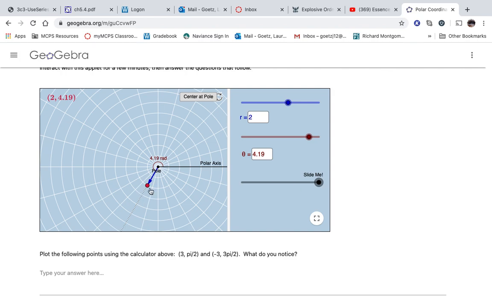But, so look at where that point is. What happens if I change the radius to -2? Right, that's not the same place. But remember, we had -2 and pi divided by 3. Oh snap, that's the same location. Right, so you can play around with this applet if you ever want to check the points that you've been drawing.